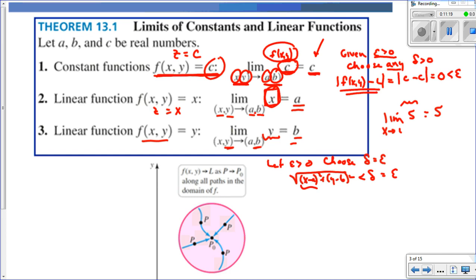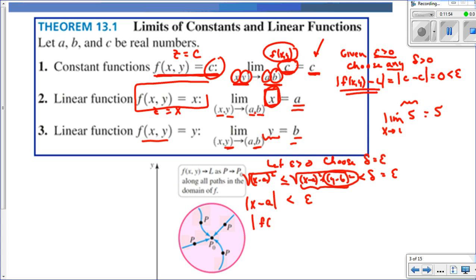And now notice that this sum, (x minus a) squared plus (y minus b) squared, under the square root will always be bigger than or equal to the square root of (x minus a) squared, because (y minus b) squared is always greater than or equal to 0, so that will be a larger term on the right than this is. But this, by definition, is just the absolute value of x minus a, and so we have the absolute value of x minus a is less than epsilon, but x for this function is just f of x, y.